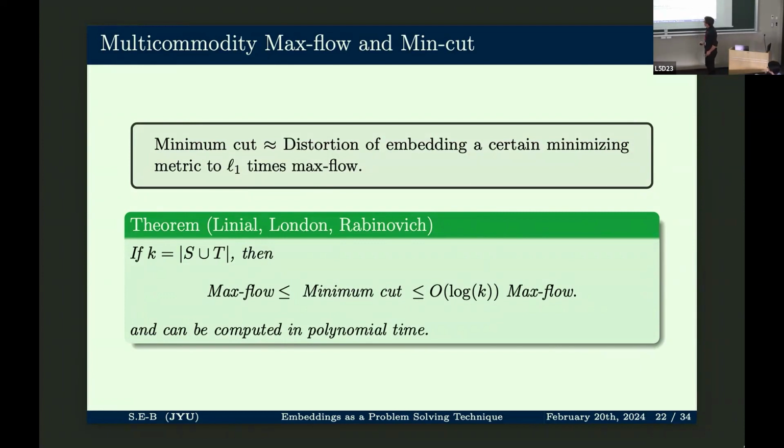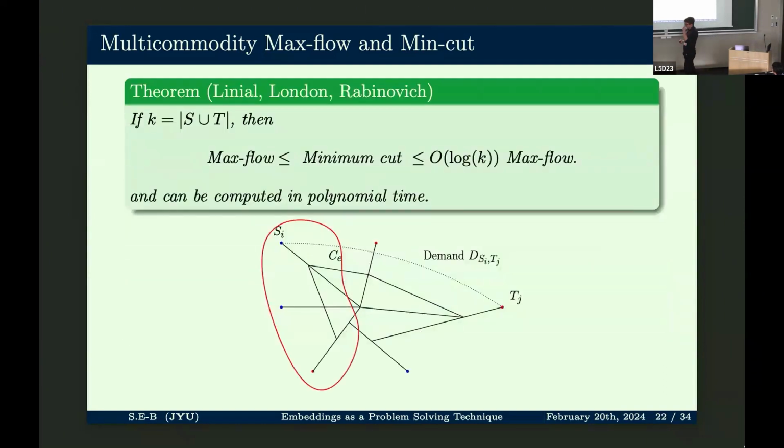Okay, so the relationship between this min-cut and max flow is connected to the distortion of some embedding. And there are other examples of this that have had profound implications.